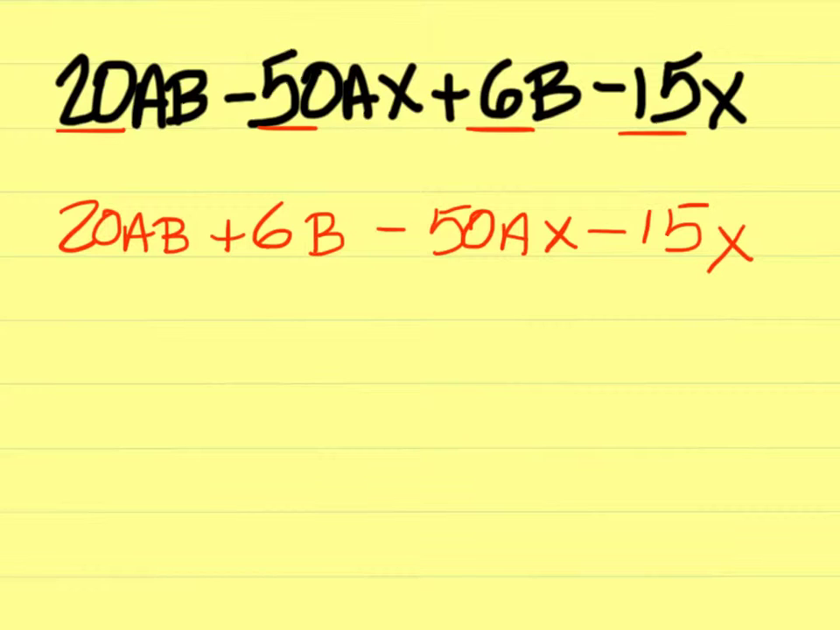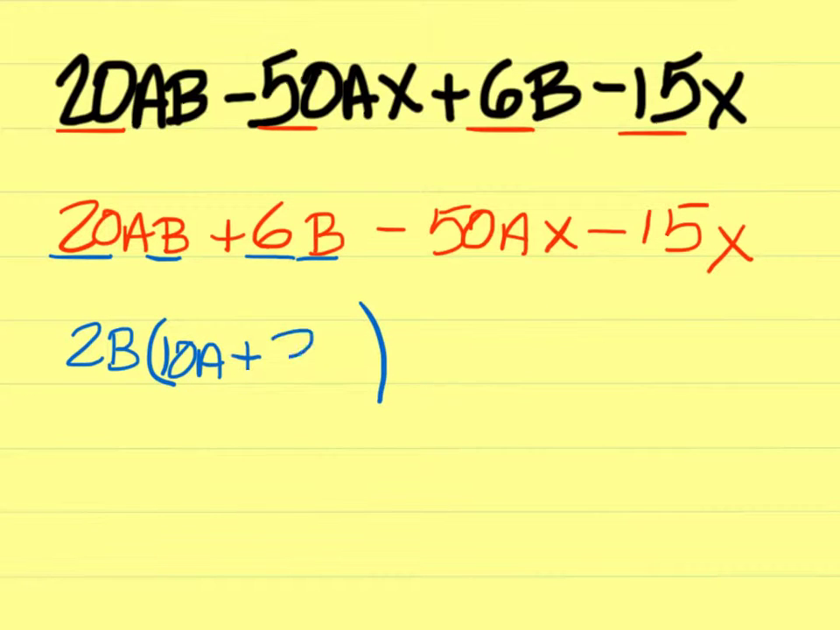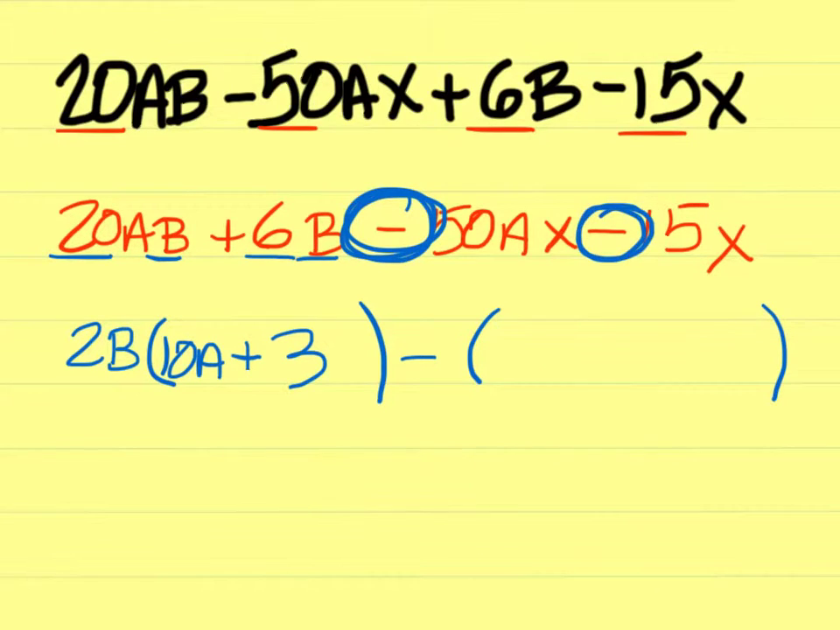So on the front part, you can take out a 2 and a B from both of those. Now divide both of those terms by 2B and be left with 10A plus 3. Now when you have a minus sign in this position, that means you must change the sign of this one when you go inside the parentheses. So it's now plus.